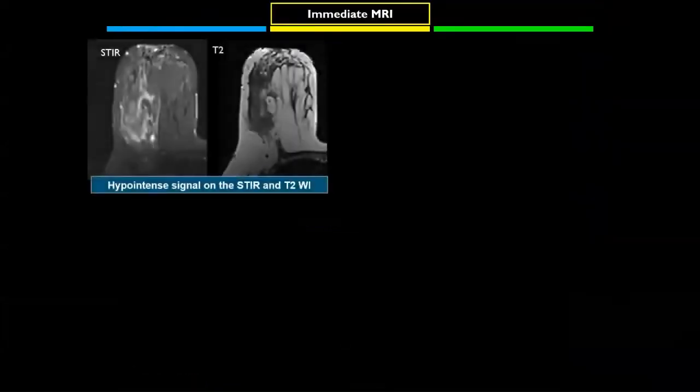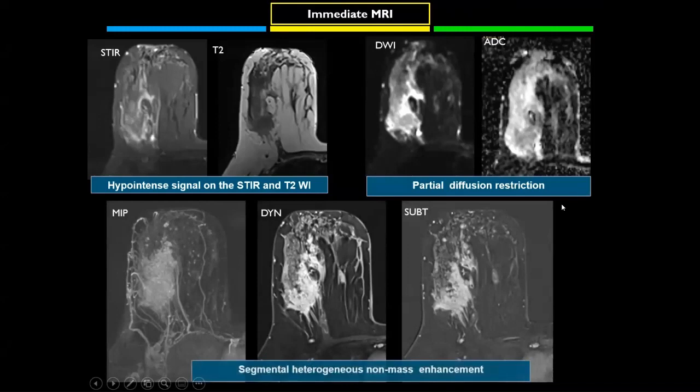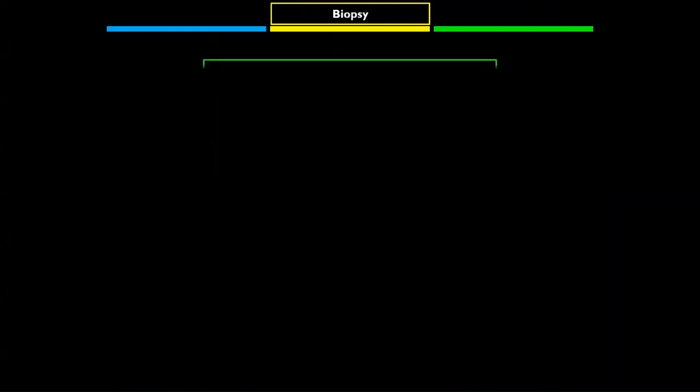She was immediately sent for an MRI examination because it was thought that she had a malignant mass lesion. The MRI showed a segmental area which showed a hypointense signal on both the STIR and the T2 weighted image. And this was a diffusion weighted imaging, which showed partial diffusion restriction. And when we injected the contrast, there was clumped segmental non-mass enhancement along the same area.